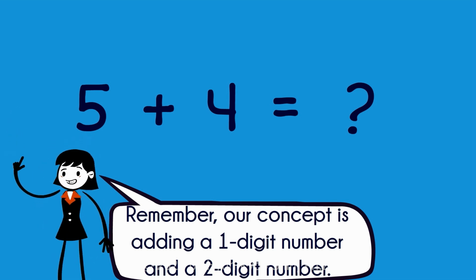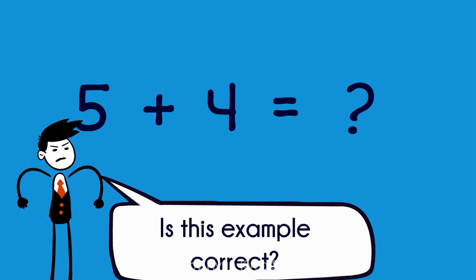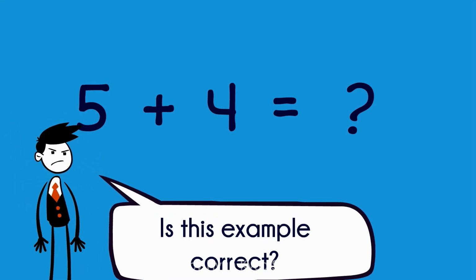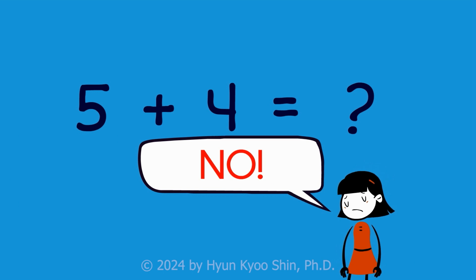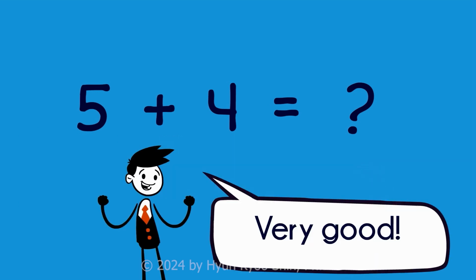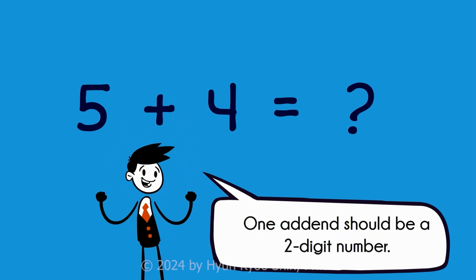Is this example correct? Very good! 1 added should be a two-digit number. So this example does not belong to our concept.